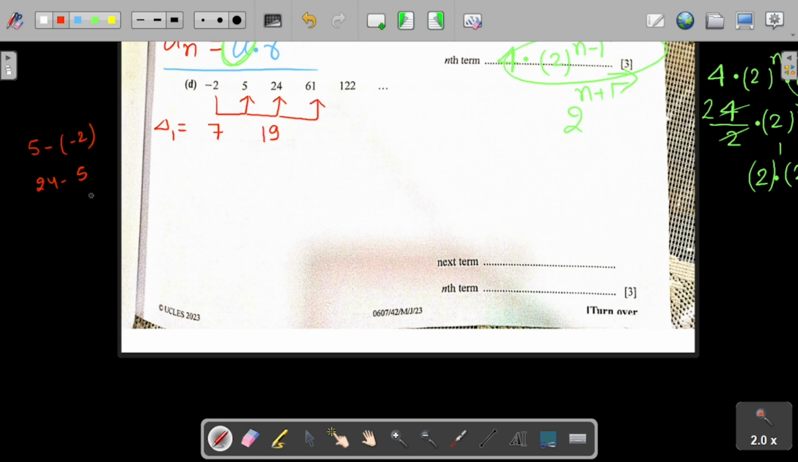What's the difference of this? 61 minus 24, 37. And what's the difference of this? 122 minus 61, it's 61, right?